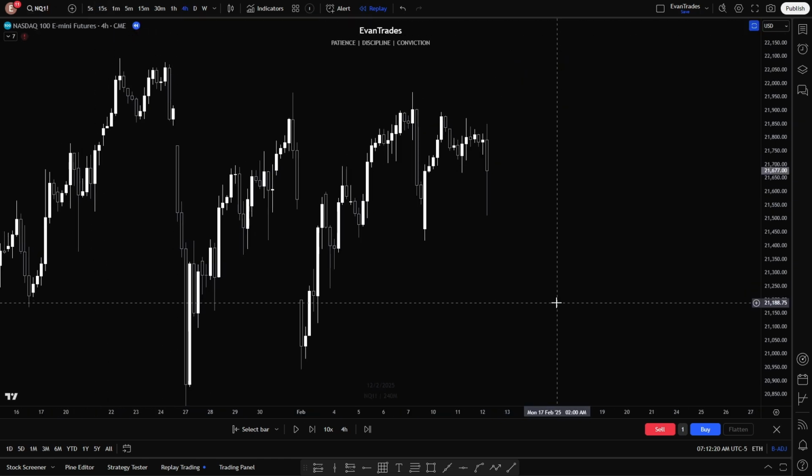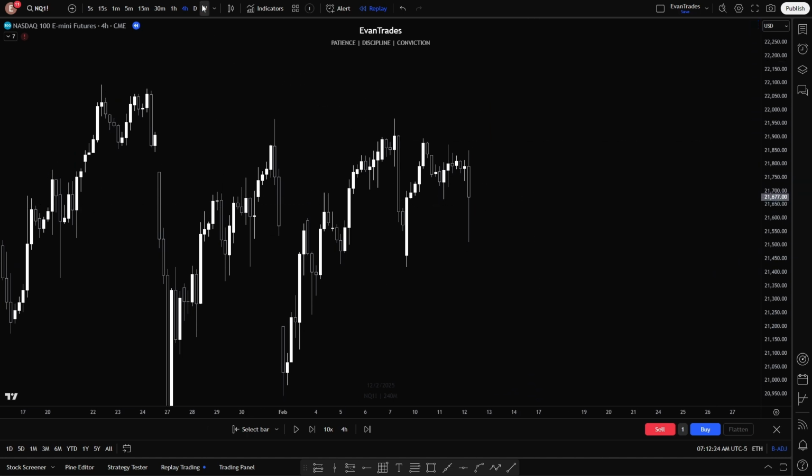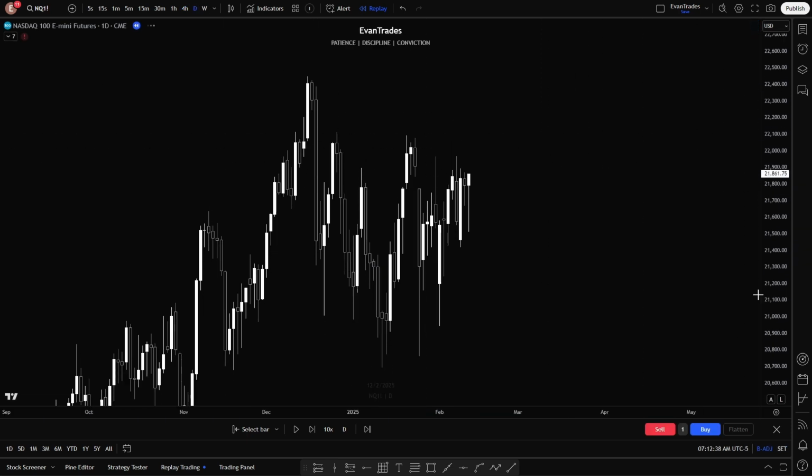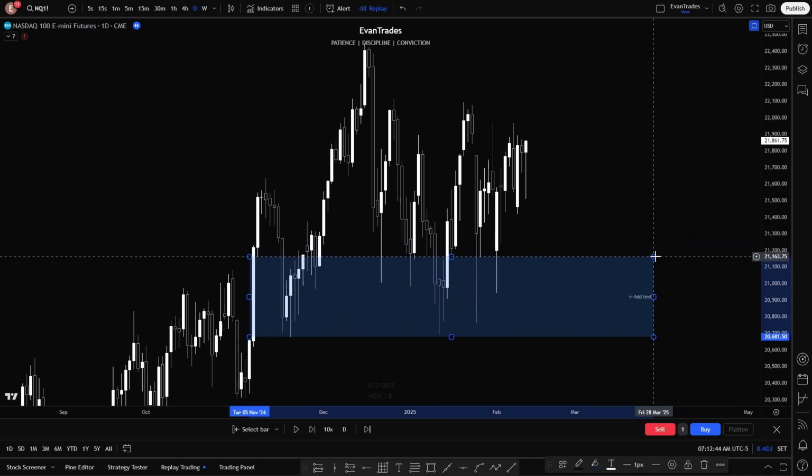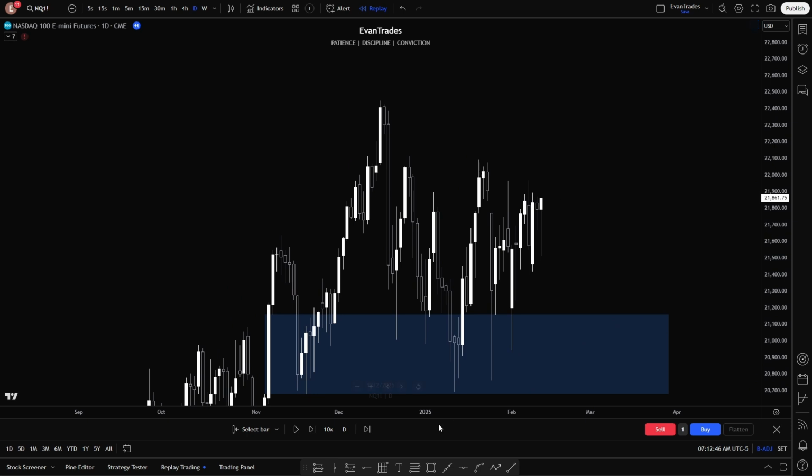All right, so here is the next trading day that we're going to be going over. So this is February 12th, Wednesday, 2025, just before market open. We're going to be doing the same exact thing. Like I said before, we're going to be going to the daily, starting out. Same exact thing. We're bouncing off and retracing back up off of this daily.